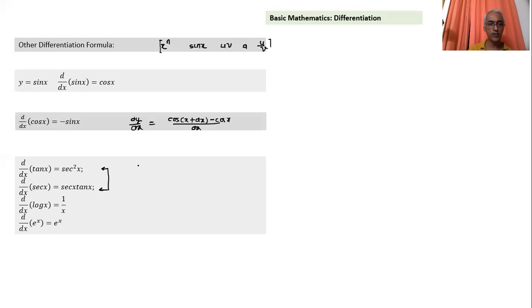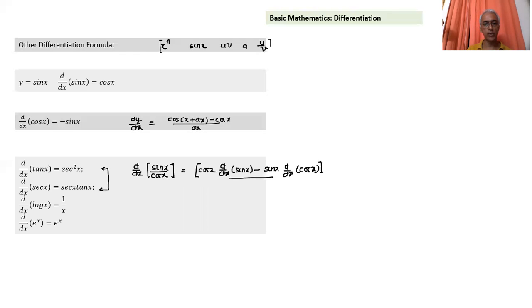d by dx of tan x can also be written as d by dx of sine x by cos x. So it becomes u by v kind of thing, numerator by denominator, and it is equal to denominator cos x into derivative of numerator sine x, minus numerator into derivative of denominator. That's it. And the whole thing is divided by the square of the denominator quantity.